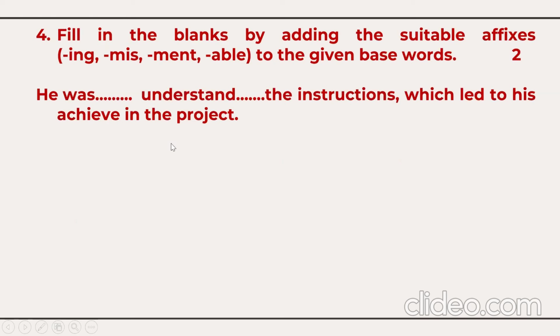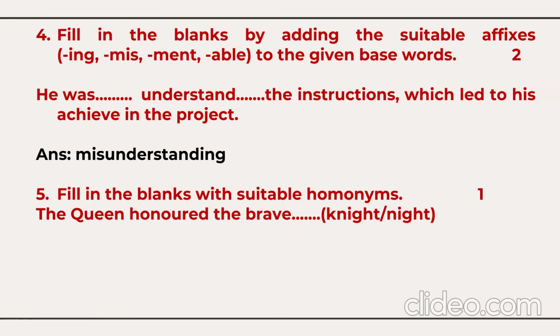Then we have here prefix and suffix. So you are already given here ing, mis, ment, able. So you need to add here 1 prefix and 1 suffix. So he was misunderstanding the instructions. Before understand, mis; after understand, ing. Misunderstanding the instructions, which led to his failure in the project. 2 marks. You are getting here 2 marks directly. Very good.